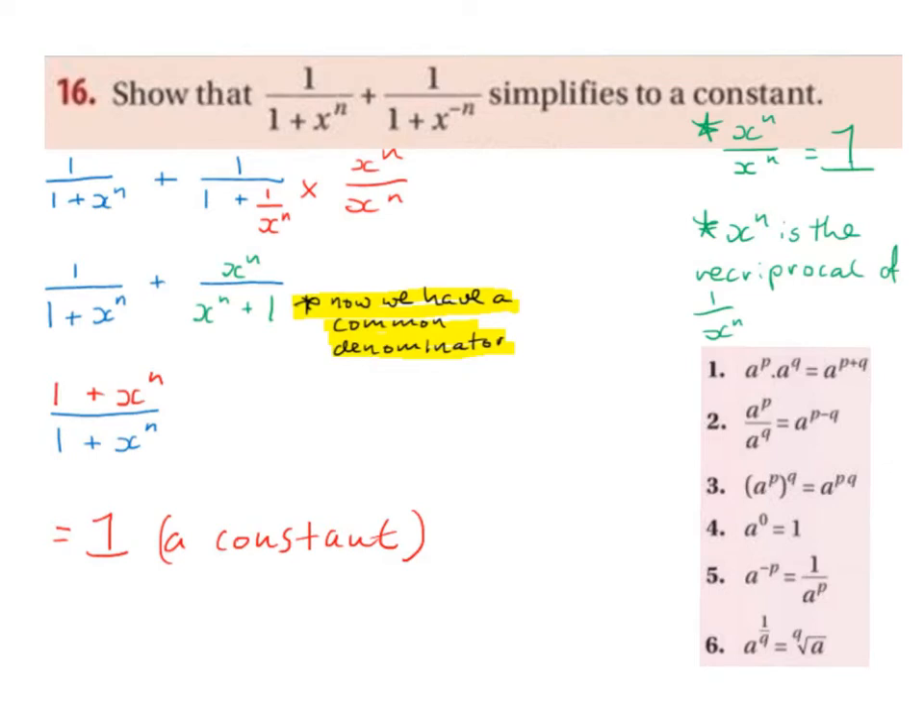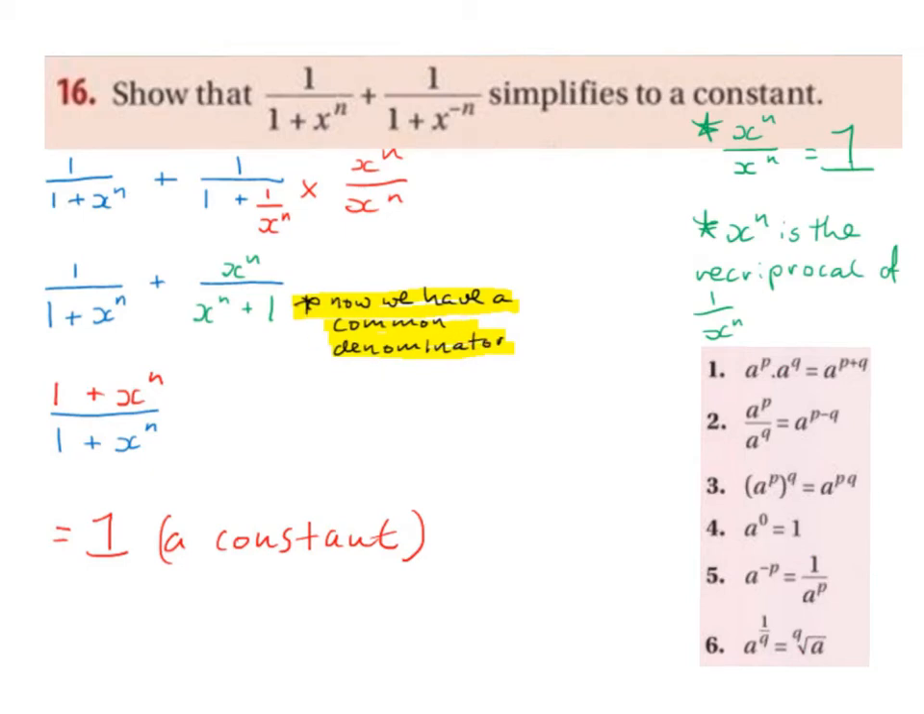The next thing I'm going to do is multiply my fraction on the right by x to the power of n divided by x to the power of n. So I'm going to do top by top, bottom by bottom. The reason that I'm going to do this is I want to, first of all, get rid of this in my denominator, but ultimately I want my denominator on the right to match with my denominator on the left so that I can get a common denominator.